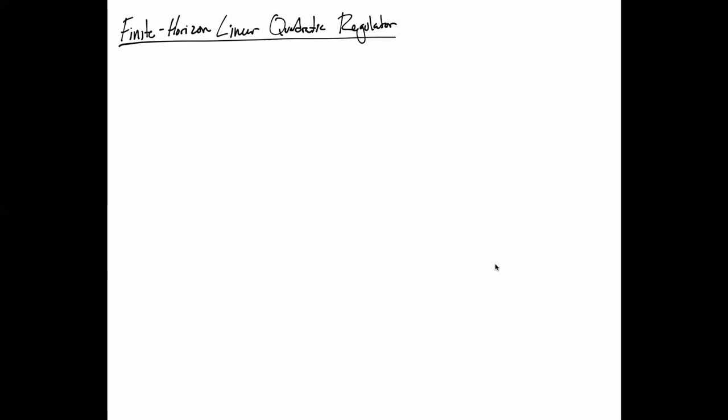The only constraints are the initial condition on x, and for the system we have to assume that the linear system is controllable.